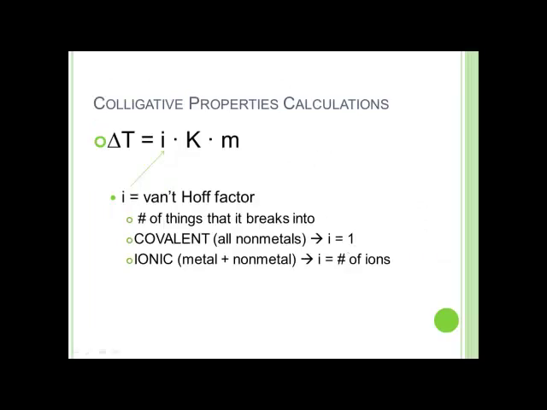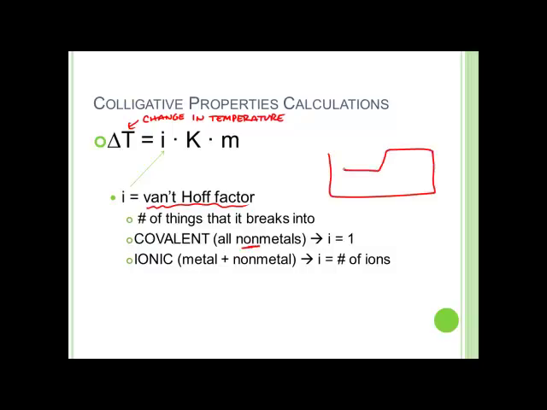So then there's this equation that's associated with colligative properties calculations, and that equation says that the change in temperature, that's how much the boiling point or freezing point changes, is equal to I times K, which is a constant, times M, which is the molality. The I is called the van 't Hoff factor, which is the number of things that the compound is able to break apart into. What you have to look at first is, is it covalent? Is it made up of all nonmetals?